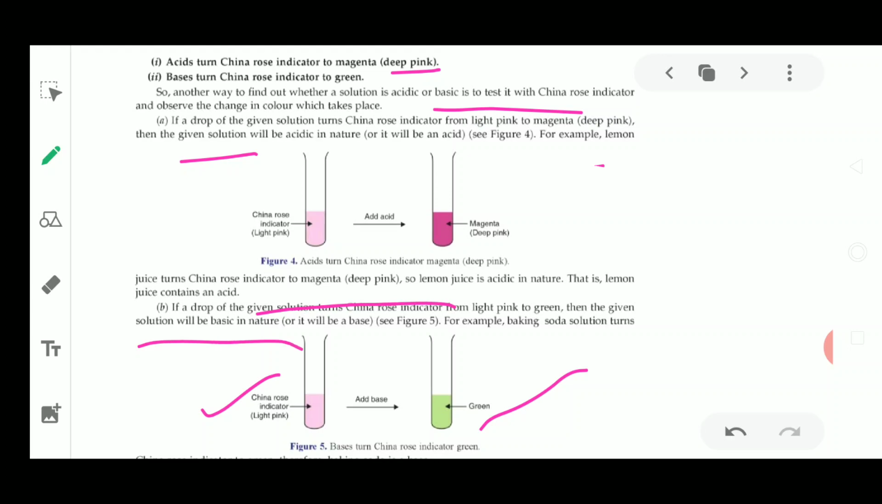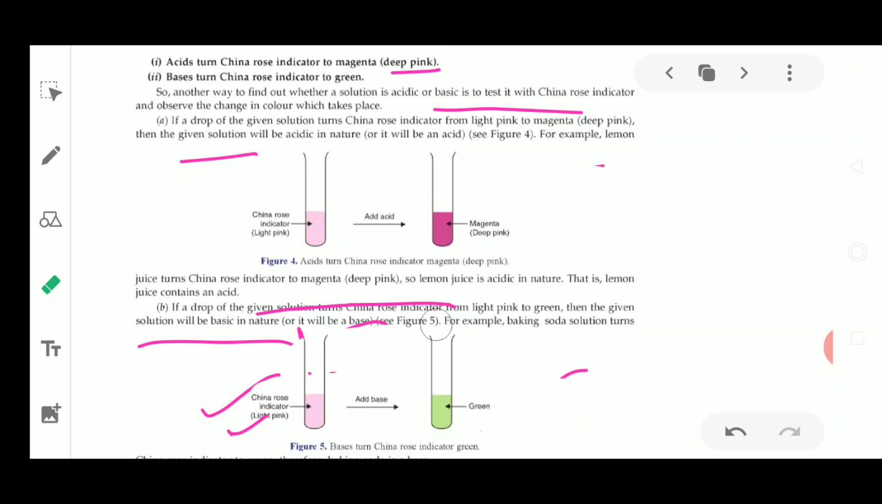For example, take some baking soda solution and add this baking soda solution to the China rose indicator. That was initially light pink in color. As soon as you add base to it, it is going to change into a blue colored substance.